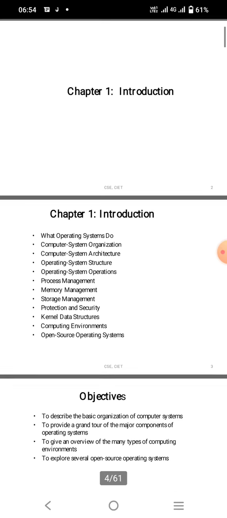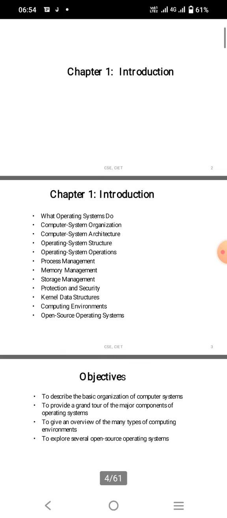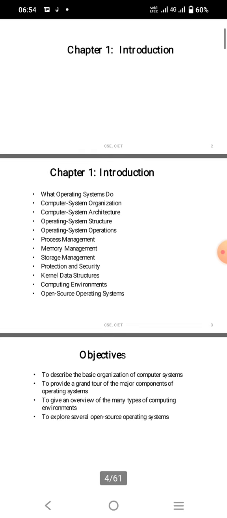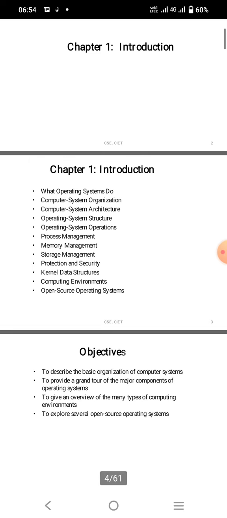In this introduction topic, some important points are involved. First is what an operating system does, and the second is computer system organization, third is operating system architecture, fourth is operating system structure, and next is operating system operations, process management, memory management, storage management, protection and security, kernel data structures, computing environments, and open source operating systems. These are some important topics in the introduction of the operating system.